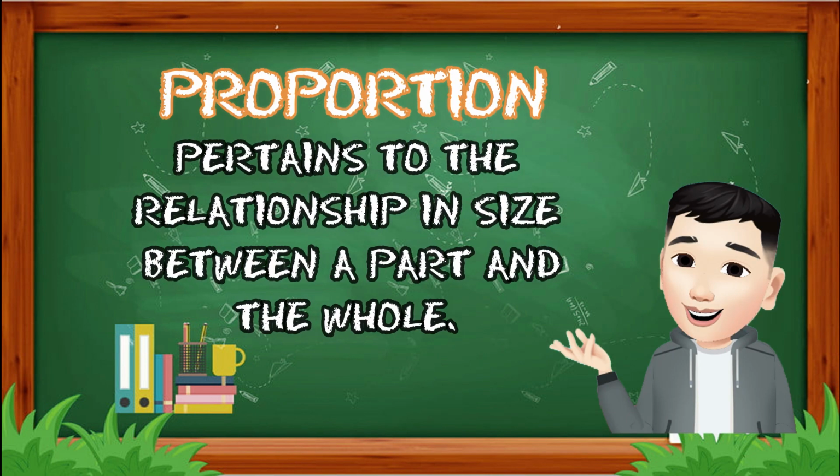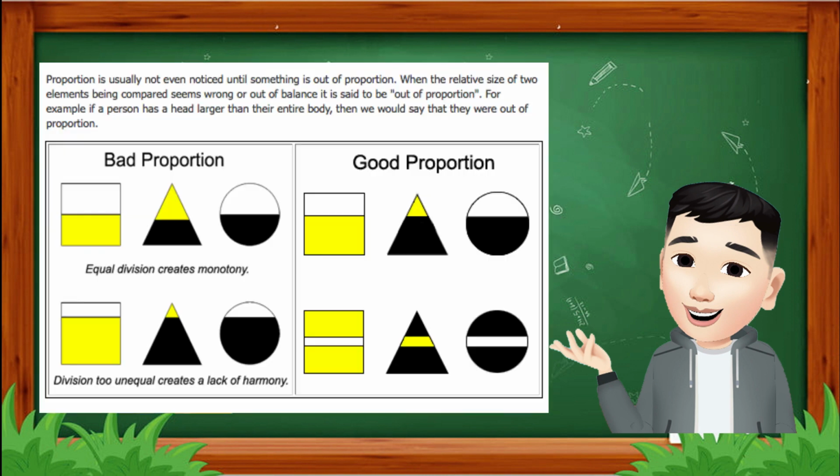Next is proportion. It pertains to the relationship in size between a part and the whole. As you can see, proportion is usually not even noticed until something is out of proportion. For example, if a person has a head larger than their entire body, then we would say that they were out of proportion.